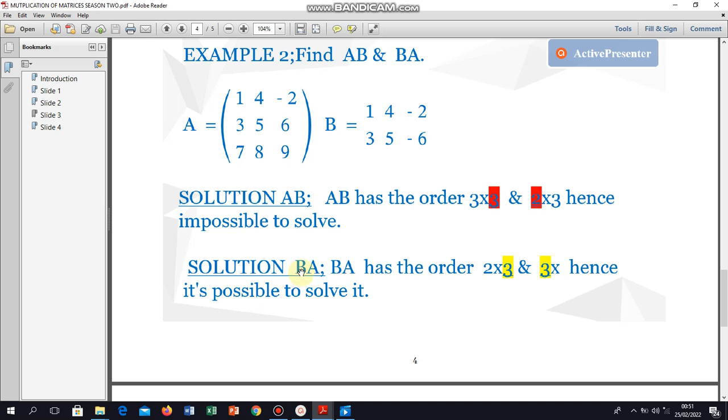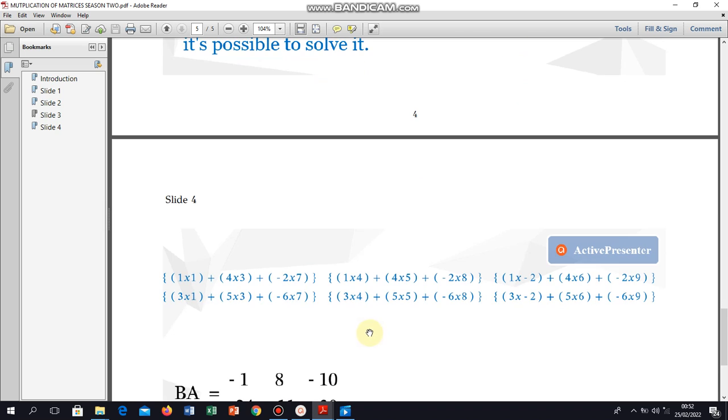Then we are having solution BA. BA has the order of 2 by 3 and 3 by 3. Of course, I've not placed the 3 here, but it is supposed to be there. So we are having 2 by 3 and a 3 by 3. Hence it is possible to solve it, because we are having this 3 and this 3. Of course, when we reverse, that is B and A, you can multiply BA, but not AB. We are multiplying BA because the number of columns of B equates to the number of rows of A. So now we move to see the calculations.